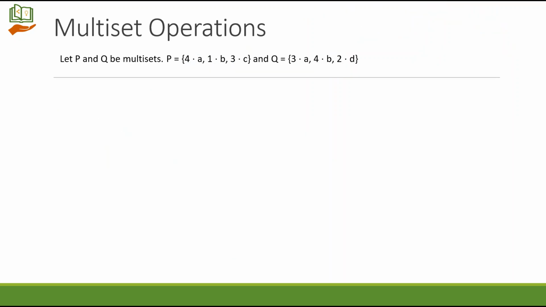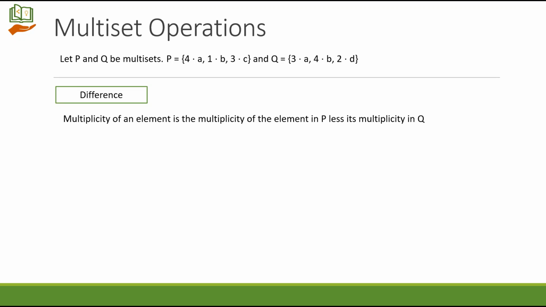We are again sticking to the same example. This time we are going to see the difference operation. The multiplicity of an element is the multiplicity of the element in P less its multiplicity in Q. Let's take 4 A's in P and 3 A's in Q. Consider them to be individual elements. What does the difference operation do? It should be present in the first set but not in the second set. How many A's are present in the first set? 4 A's are present. How many are present in the second set?